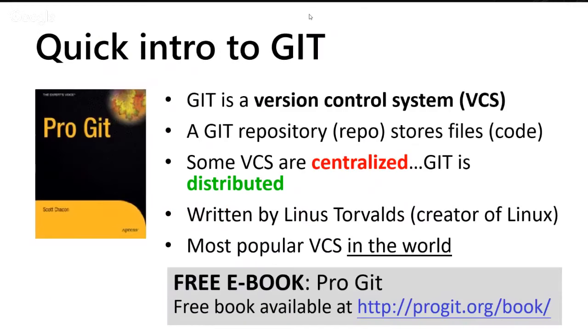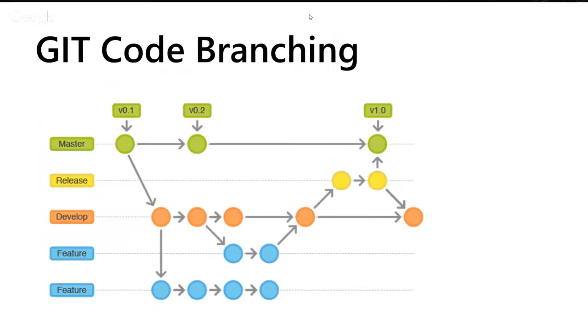So of you that are using Git, how many have a code branching strategy where you're using something other than master? Okay, good. Yeah, that's pretty solid advice.